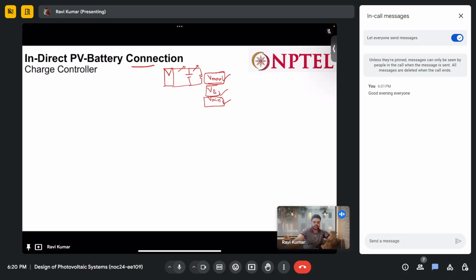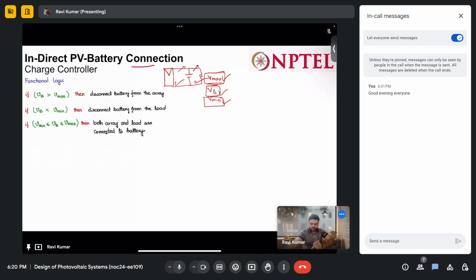Then it should be connected with both, this charger as well as the load. So here the charger is our solar PV system. These are the conditions which I just told you. The charge controller just controls these three conditions. First condition is that the voltage of the battery is greater than the Vmax. So it will disconnect the battery from the array. It means our battery is already fully charged.